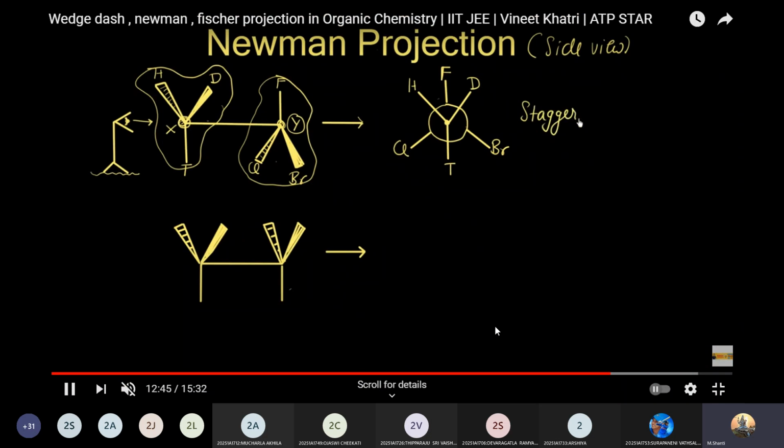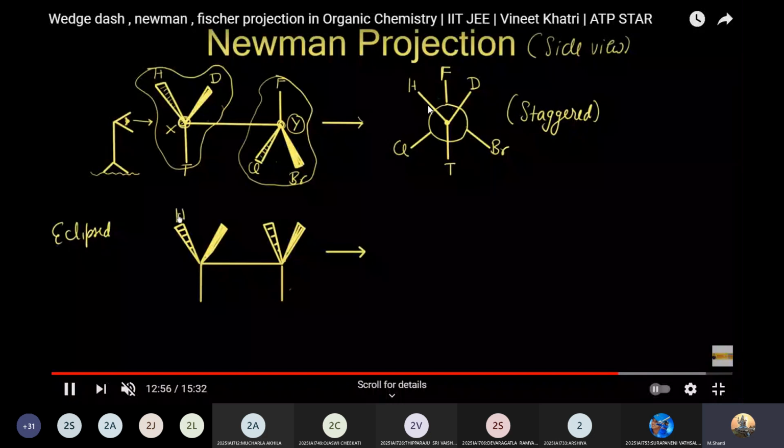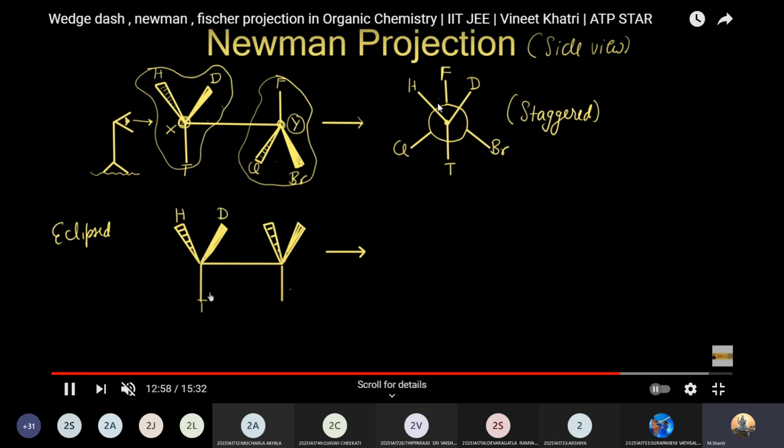Okay, and this is what? This is the staggered structure. Staggered is anti, where you have the bond angle. They are not overlapping one over the other. You have a certain bond angle, or they are actually deviated from each other, so that it is not resulting in any kind of strain. Therefore this is a more stable structure, or otherwise it is also called anti.